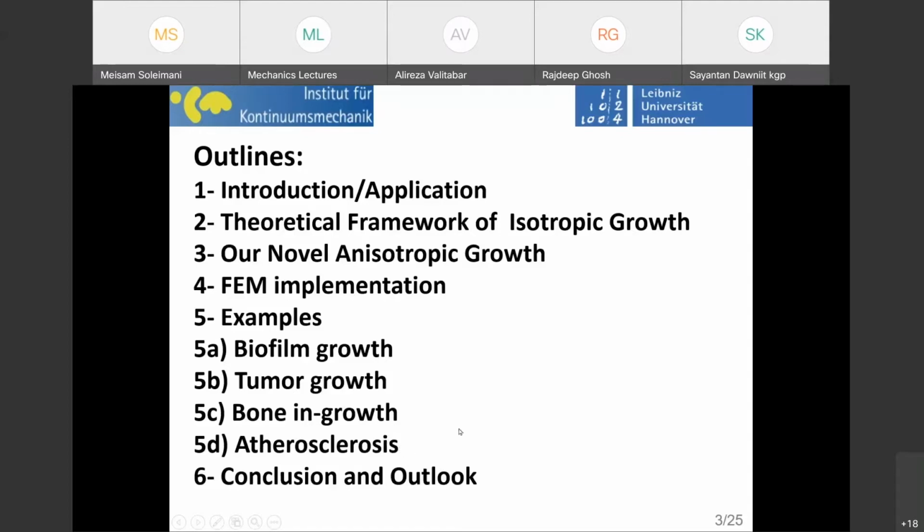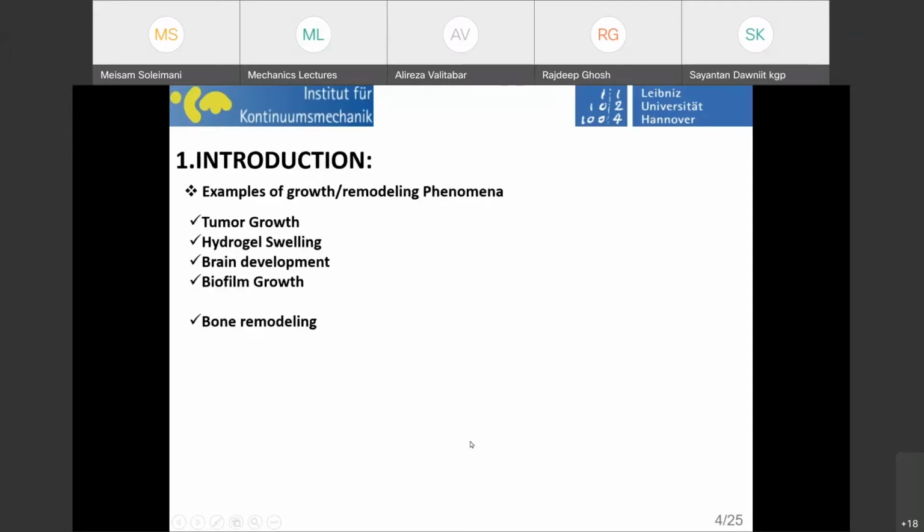So we will discuss it also, and we recently published a paper on that. Okay, so what's the meaning of growth? What's the meaning of growth?